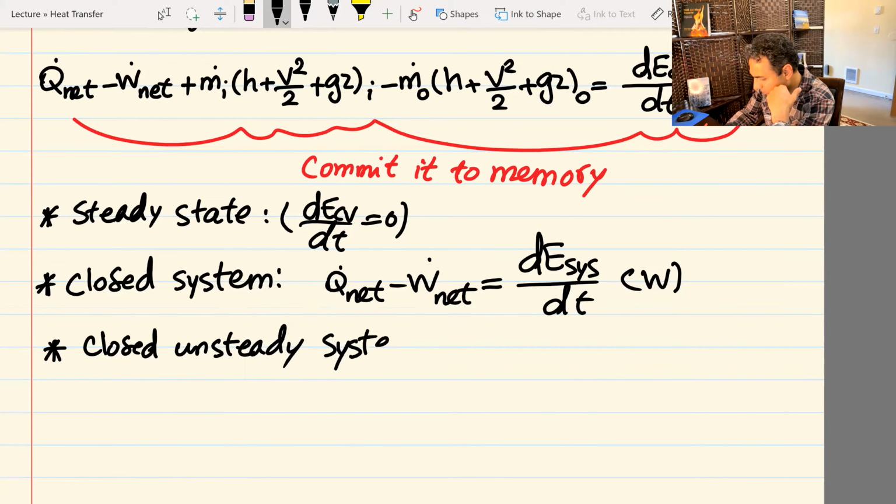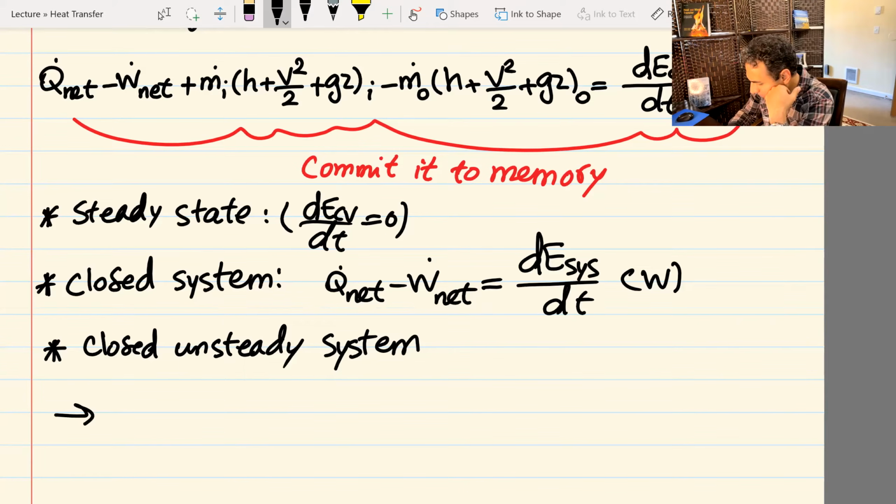And you might say, okay, what about closed system? Is it steady or unsteady? It's everything. It could be steady, it could be unsteady. Whatever works for you. If it's steady state, just dE of the system becomes 0, right? So that's the general form of it. So now you know.